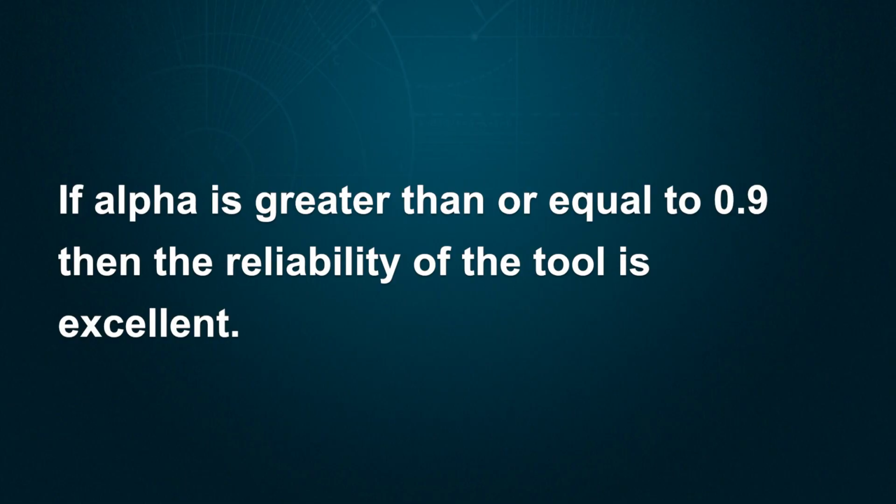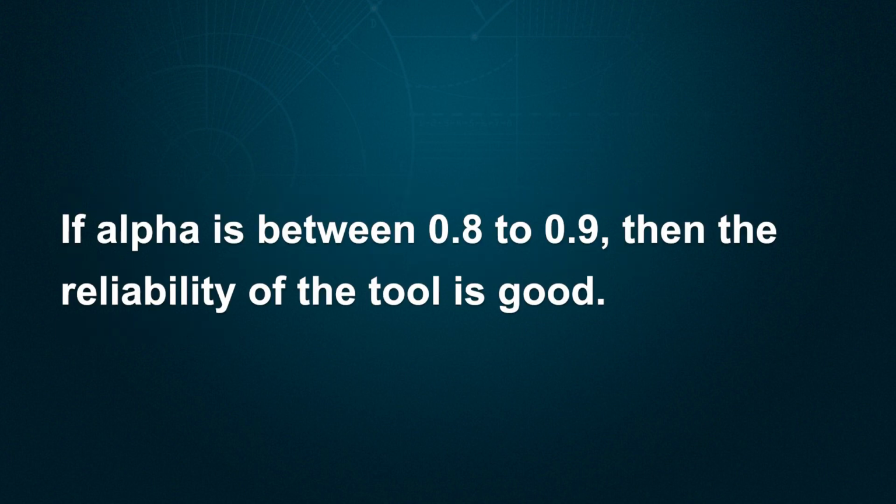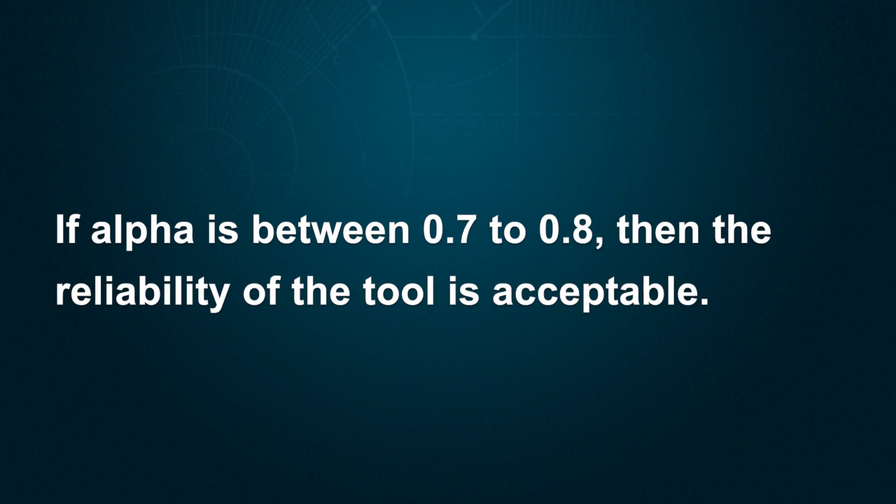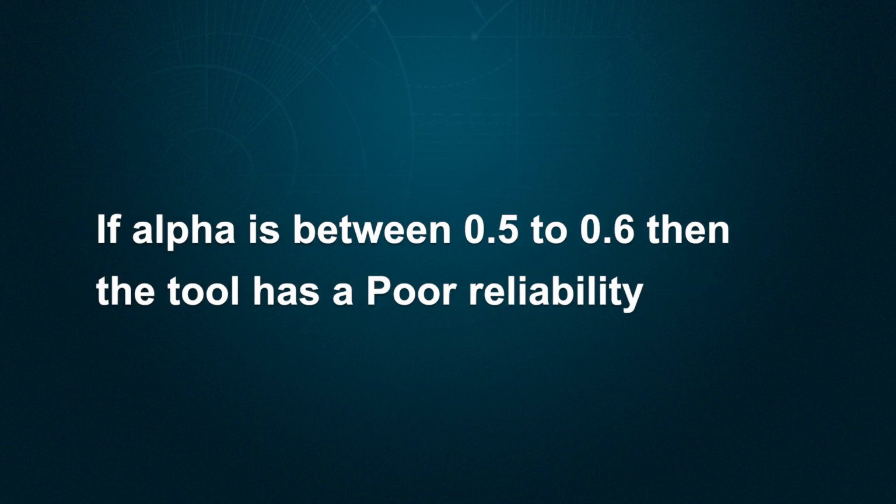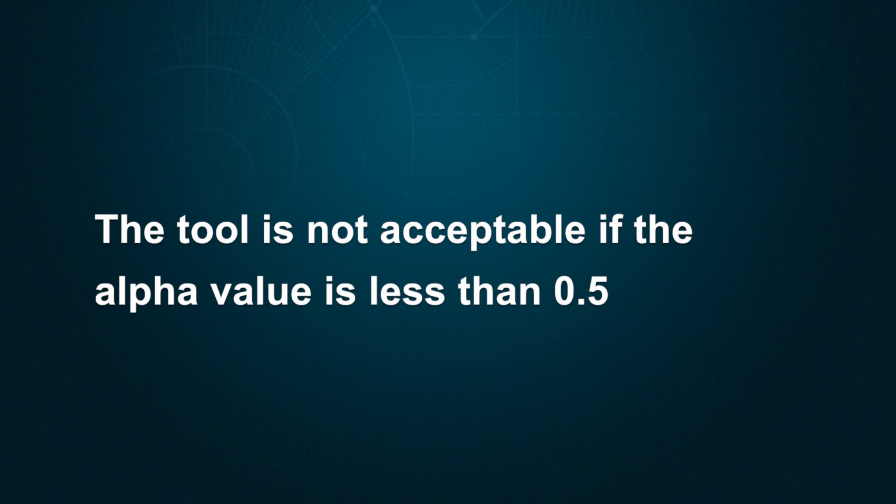If alpha is greater than or equal to 0.9, then the reliability of the tool is excellent. If alpha is between 0.8 to 0.9, then the reliability of the tool is good. If alpha is between 0.7 to 0.8, then the reliability of the tool is acceptable. If alpha is between 0.6 to 0.7, then the reliability of the tool is questionable. If alpha is between 0.5 to 0.6, then the tool has poor reliability. The tool is not acceptable if the alpha value is less than 0.5.